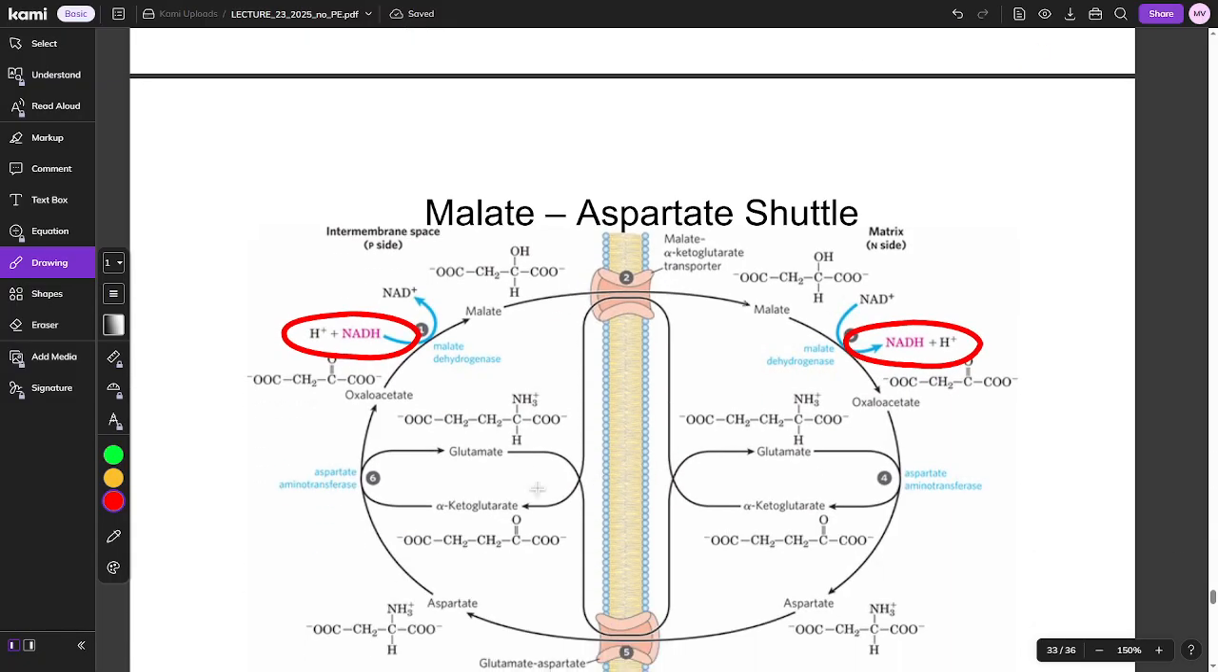Here is a massive image of the malate aspartate shuttle. Do you have to know the exact things, what's going on here? I would say no, but what you should know is that malate is being exchanged with alpha-ketoglutarate. So we see here, alpha-ketoglutarate and malate. See how they're going in opposite directions? So as alpha-ketoglutarate leaves, malate goes in.